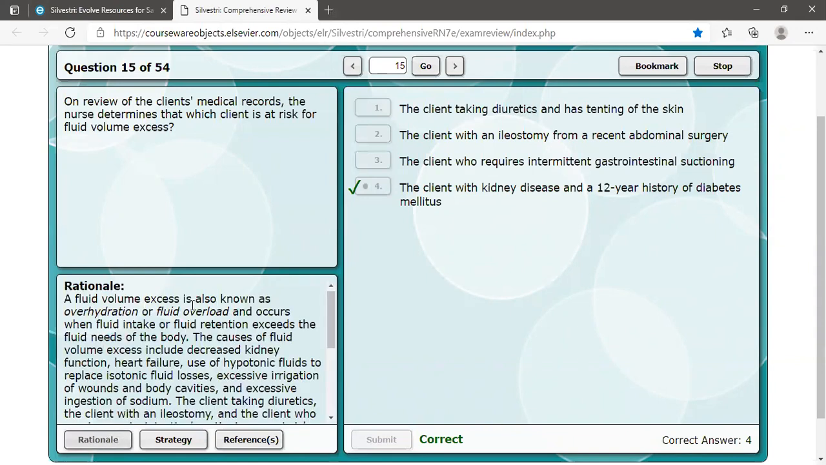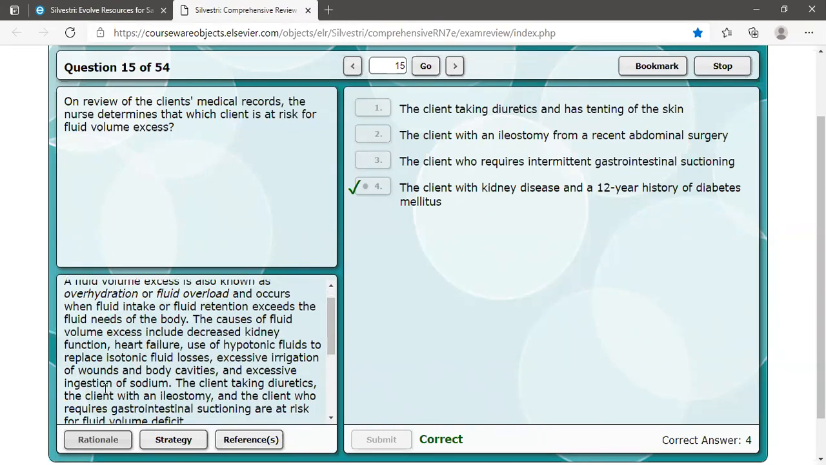Fluid volume excess is also known as overhydration or fluid overload and occurs when fluid intake or fluid retention exceeds the fluid need of the body. The causes of fluid volume overload include decreased renal function or kidney function, heart failure, use of hypertonic fluid, excessive irrigation of a wound or body cavity, or excessive ingestion of sodium.